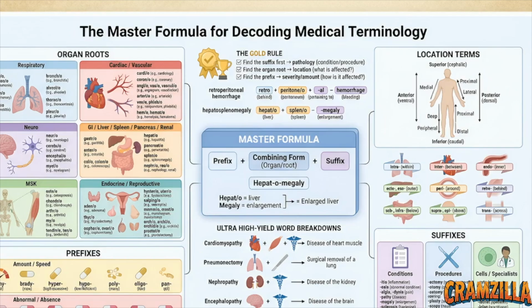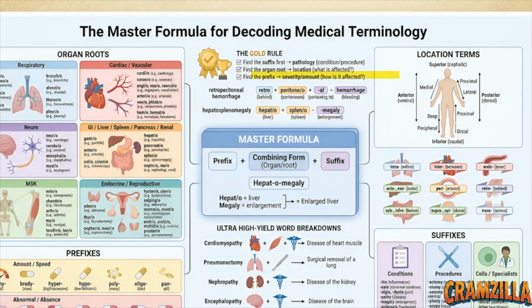Step 1. Jump to the end of the word to find the suffix. This tells you the pathology or the procedure. Step 2. Move left to find the organ root. This establishes the anatomical location. Step 3. Check the beginning of the word for a prefix to determine the severity or amount.